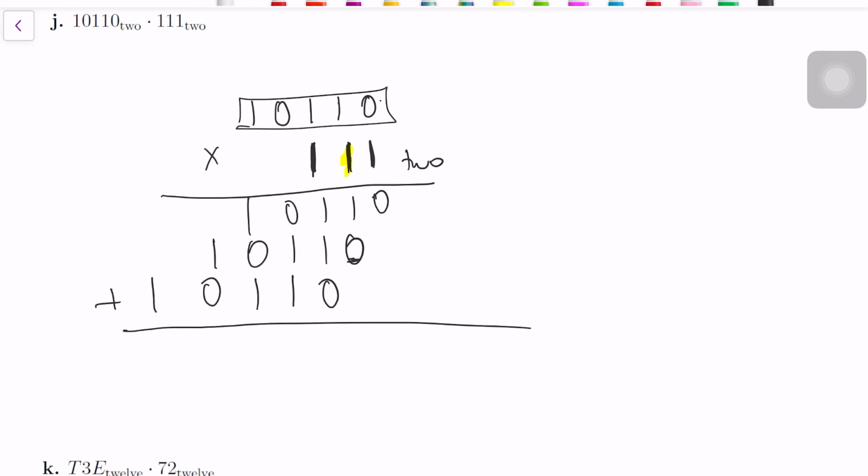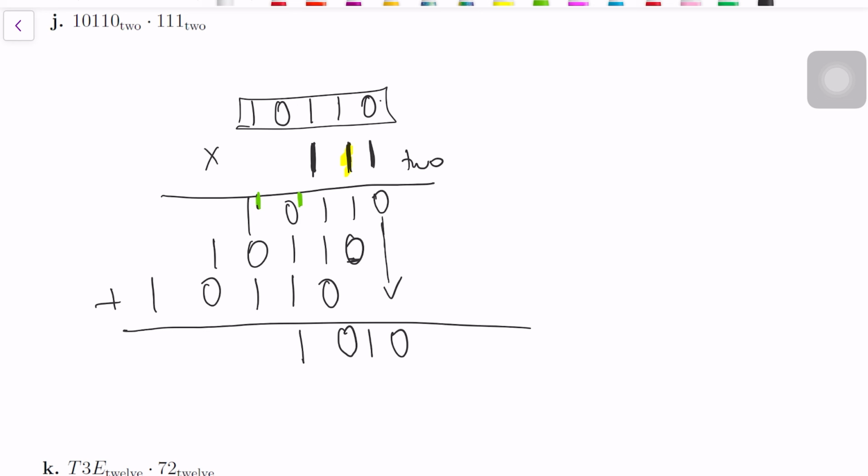Okay, and now we have to add. So this 0 just carries over, right? Now 1 plus 0 is 1. Now 1 plus 1 is 2. We're in base 2, so 2 is 0 units, 1 two. Then that's 1 plus 1 plus 1. I'm going to put in green what we carried over. That's 3, and 3 is 1 unit, 1 two.